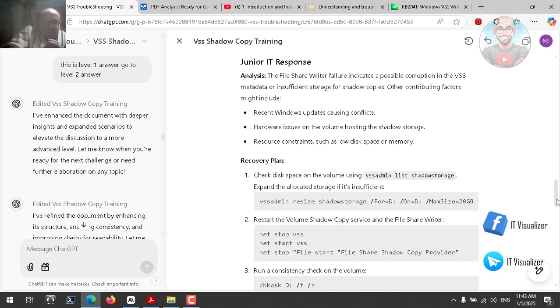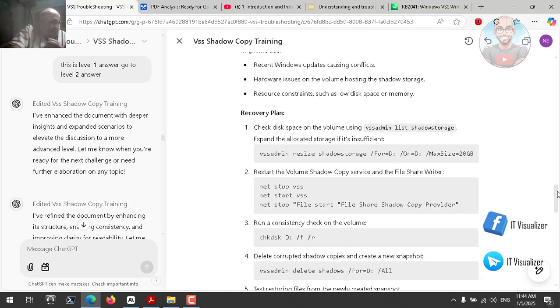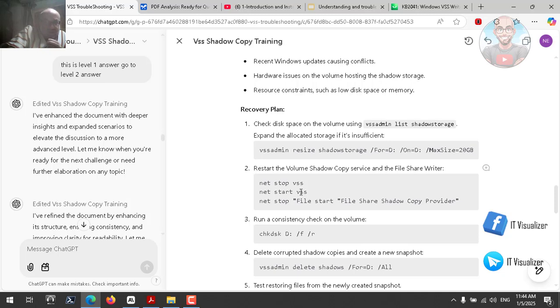How to recover that? We need first to list shadow storage to see if we have any issues. This is to list the storage, not listing the copies or the shadow copies. Expand the allocated resource if it is insufficient. Okay, this is the cmdlet. Restart the Volume Shadow Copy service and the file share writer. This can also be one of the things, to restart the services.